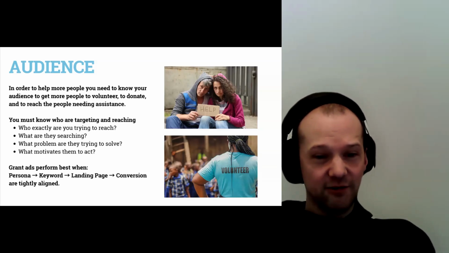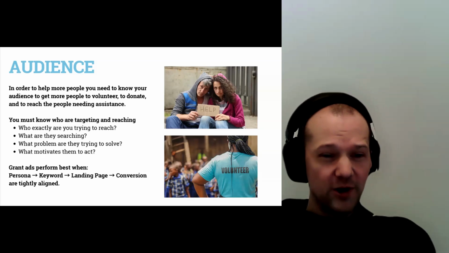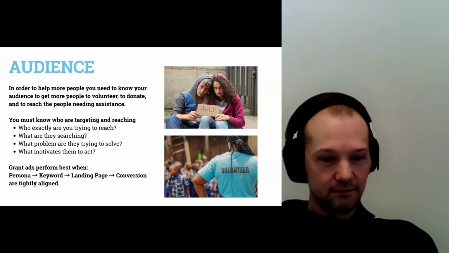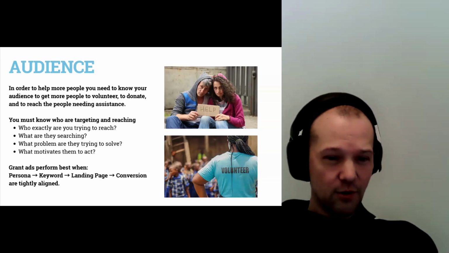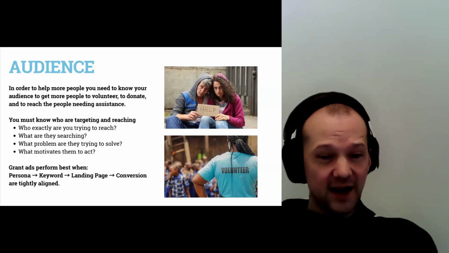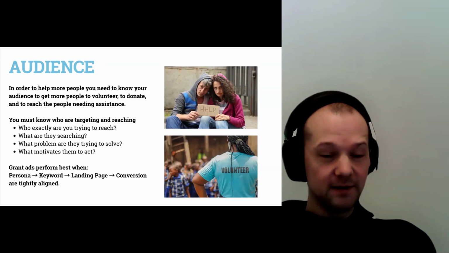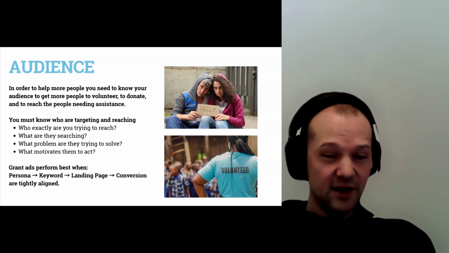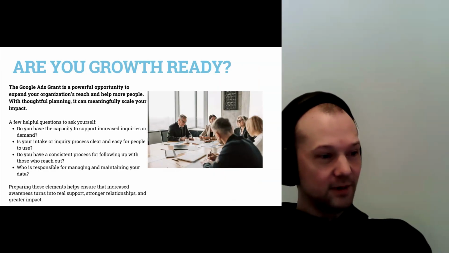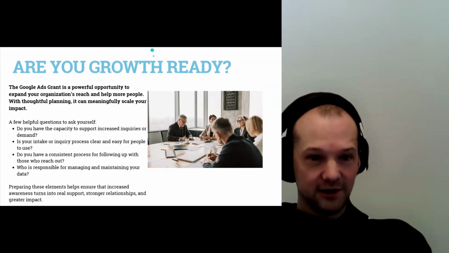So you have to ask yourself a few questions. Who exactly are you trying to reach? What are they searching? What problem are they trying to solve? What motivates them to act? And so when you put your grant together, it performs best when you have your persona lead to keywords, which then go to landing page, to conversion, and they're all tightly aligned. And this is where Daryl's going to take over.